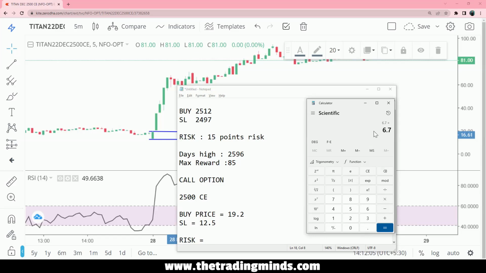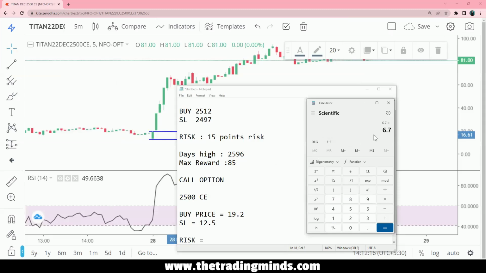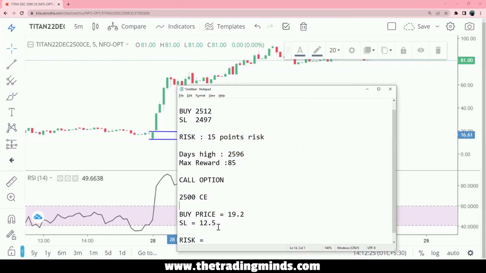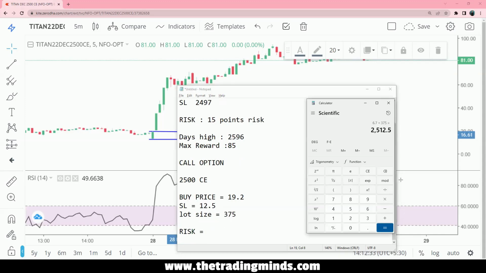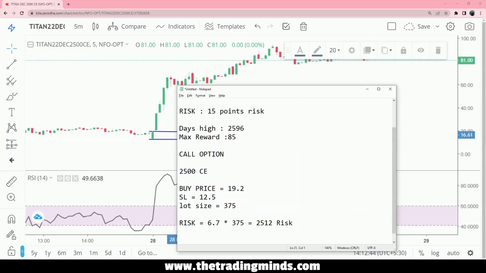So 6.7 multiplied by what is the lot size? What is the lot size of Titan? 375 is the lot size. Means the minimum 375 you need to buy. So I go here and multiply it by 375. 2,512 rupees risk. So let me mention the lot size also. Lot size is 375. So what is the risk? Risk equal to 6.7 multiplied by 375, which is equal to 2,512 rupees risk was there to take this trade.